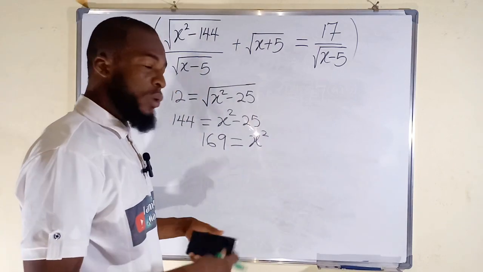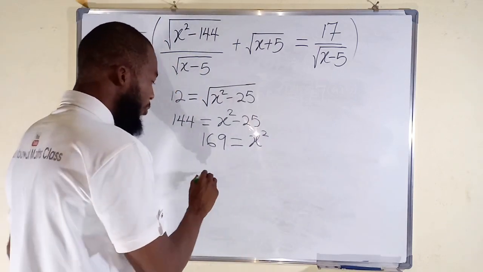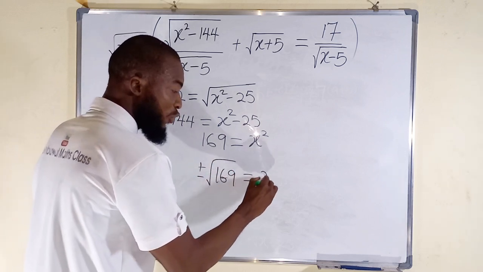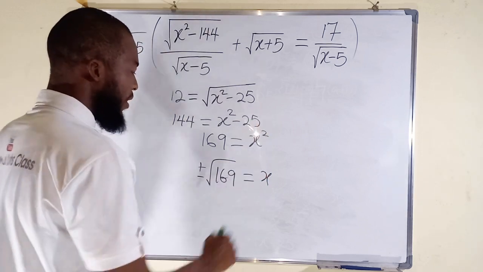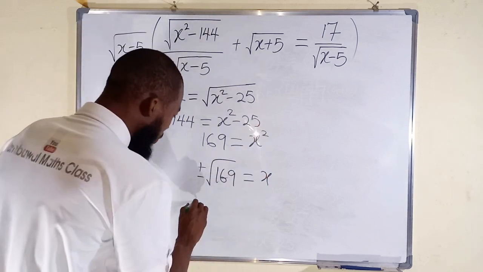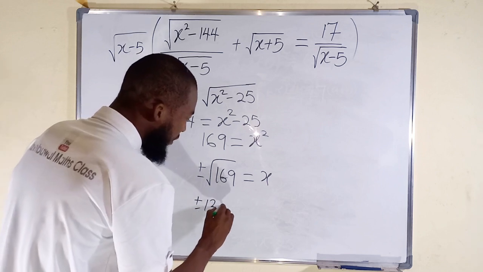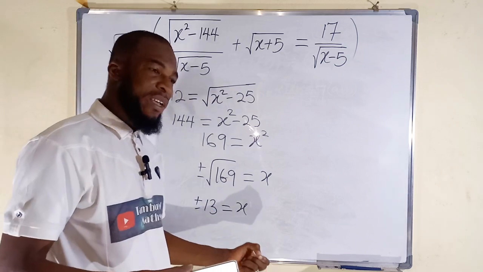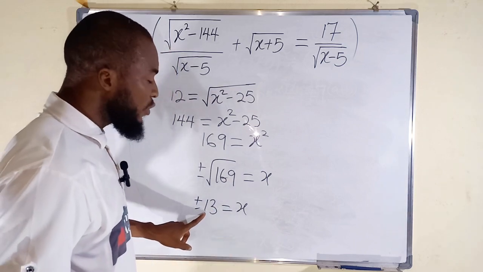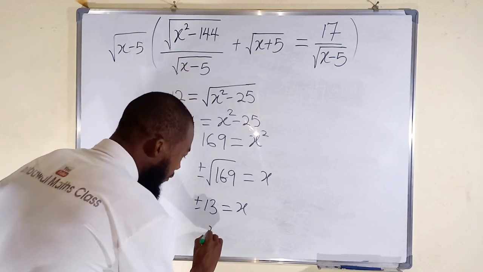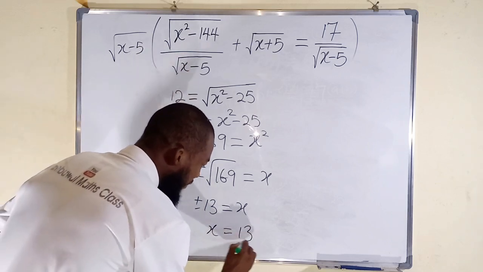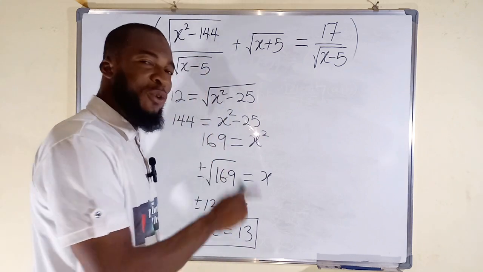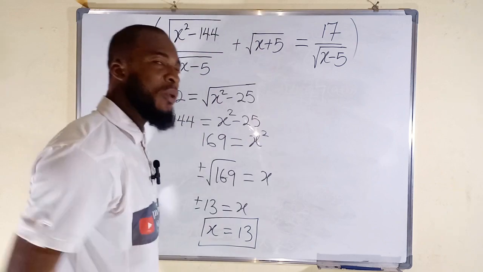Now to find the value of x, we can take the square root of both sides, but remember to attach plus or minus. The square root of 169 is 13, so we have x equal to plus or minus 13. But remember, we said that x must be greater than 5. Therefore, we are going to consider positive 13 as our solution. Therefore, x equals 13. The assignment for you is to test whether x equal to 13 will satisfy this equation or not.